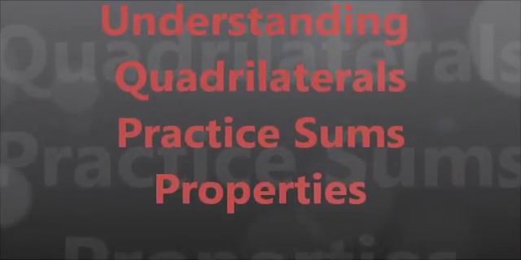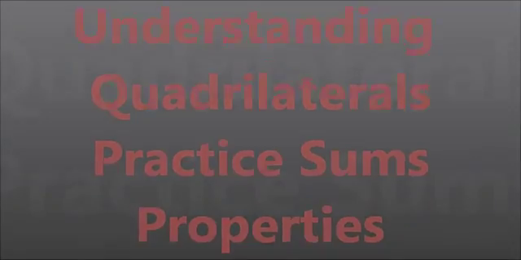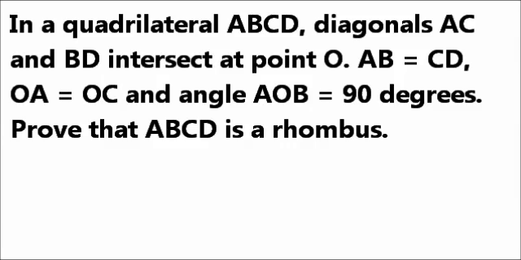Hello everyone. In this video, we will solve a few practice sums on the topic understanding quadrilaterals. The first sum. In a quadrilateral ABCD, diagonals AC and BD intersect at point O. AB is equal to CD, OA is equal to OC, and angle AOB is equal to 90 degrees. Prove that ABCD is a rhombus.